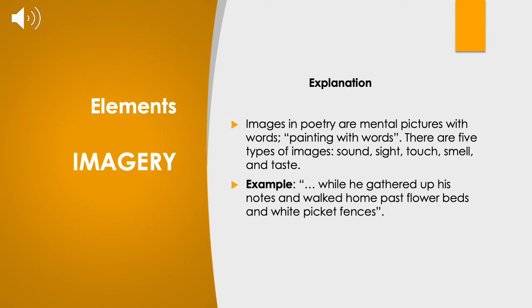Imagery. Images in poetry are mental pictures with words, painting with words. There are 5 types of images: sound, sight, touch, smell, and taste. Example. "While he gathered up his notes and walked home past flower beds and white picket fences."